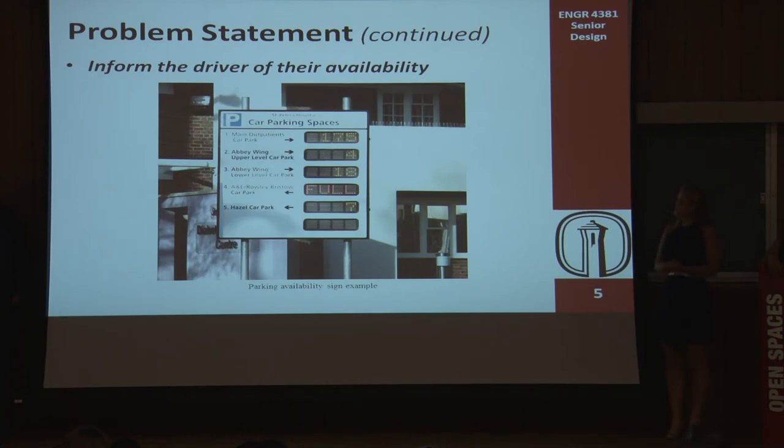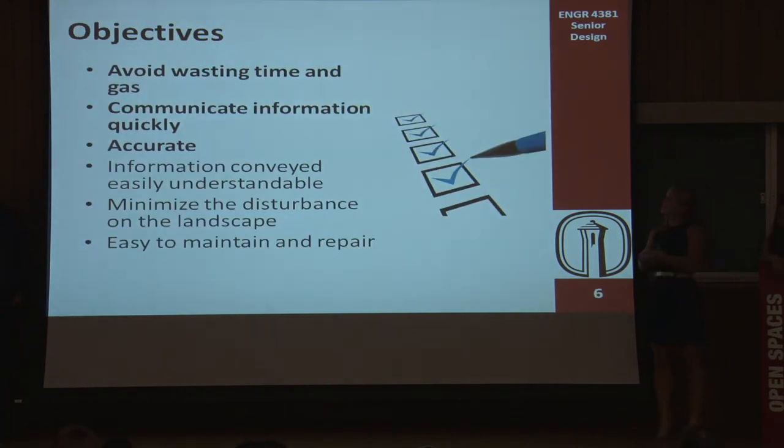The next part is that we want to inform the driver of availability. So we need some sort of display at the entrance and the exit of the parking lot, which is off of Shook. This is a list of all of our objectives. Some of our most important objectives: we want to avoid wasting time and gas while looking for a parking spot, and we also need to communicate the information quickly as well as accurately.